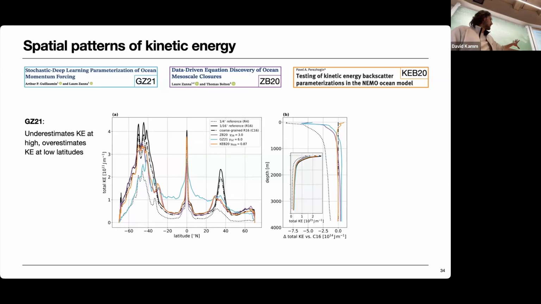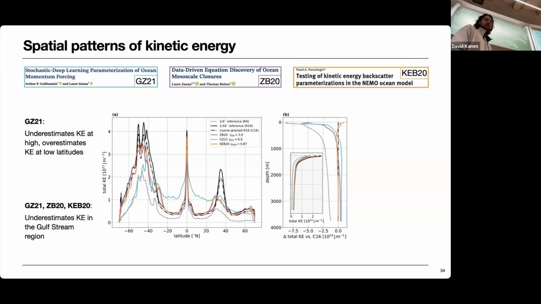You can see this again on the left-hand side plot. So this is again the integrated kinetic energy, but now as a profile of latitude. And you can see in blue that at low latitudes, it's really way too much energy, while at high latitudes, it barely energizes the flow at all. So again, we attribute this to this unawareness of the model grid. But similarly, we found that none of the parameterizations perform well in the Gulf Stream region.